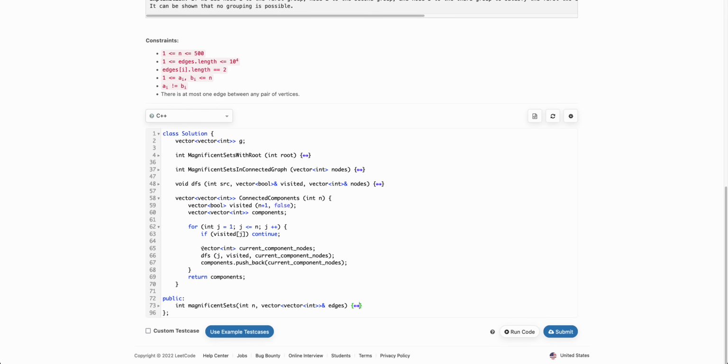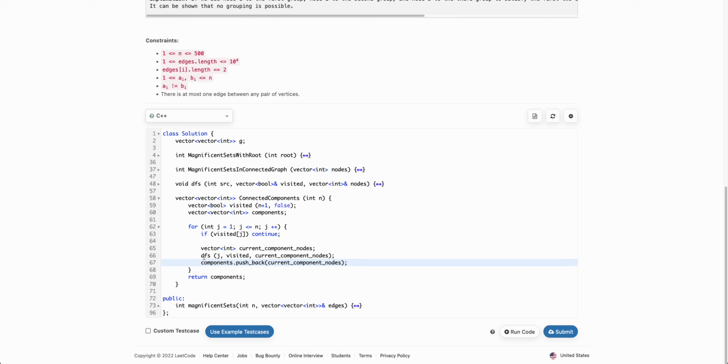We have just maintained a visited array where everything is false, and now we just start DFS if the current node is not visited. If J is not visited, I'm just starting DFS from J, and in the DFS itself, I am pushing the nodes I visited currently into a vector, and finally I push that vector to my components.